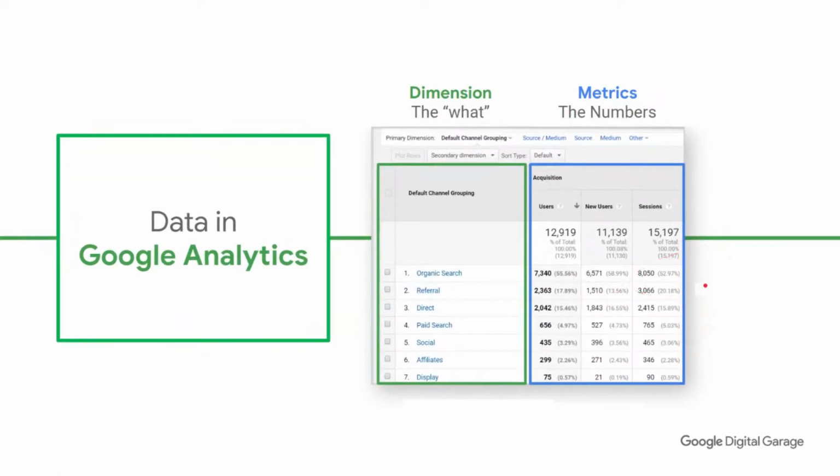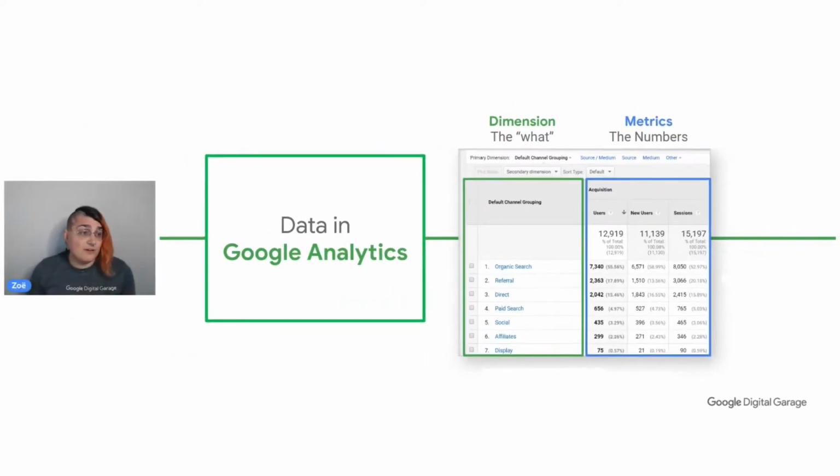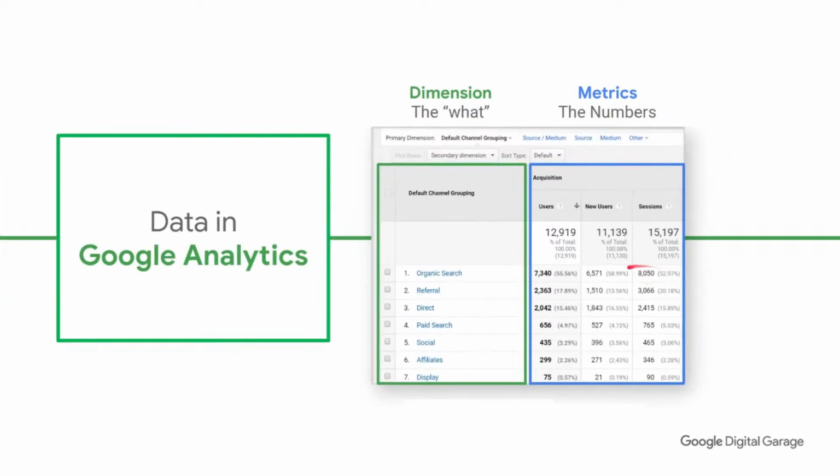How many sessions were there? That's how many times people log onto your website, because sometimes each user can log on to your website more than one time. So one user can have multiple sessions. In this case, we can see that we've got 8,050 coming from organic search. If we look lower down, we see social media. Those metrics are different. So we've got 435 users coming from social media. 396 of them are new. So those metrics are measuring the dimension.